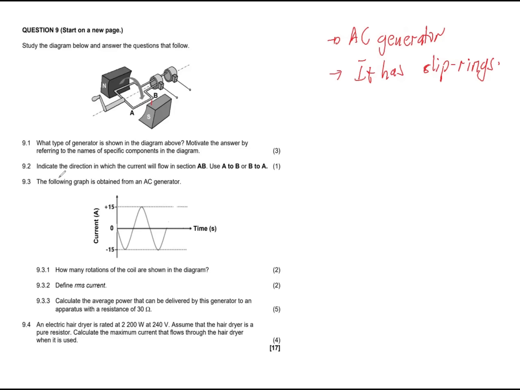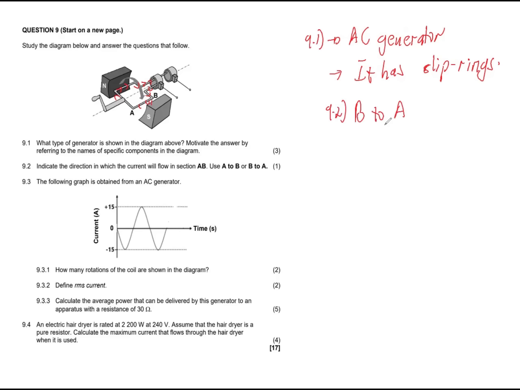Okay, then 9.2, indicate the direction in which the current will flow in section AB. Note that this is a generator, and if it is a generator, we can see that the rotation of the coil now is in a clockwise direction, meaning current must also flow in a clockwise direction. So this would be the clockwise direction. So in that manner, that means in 9.2, it would have to be from B to A.